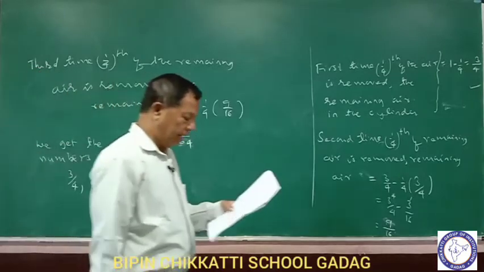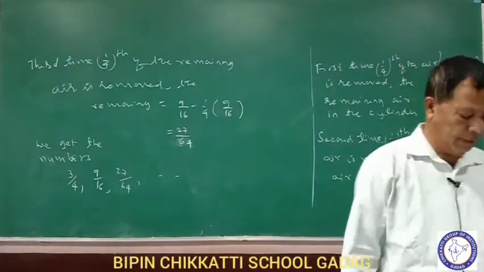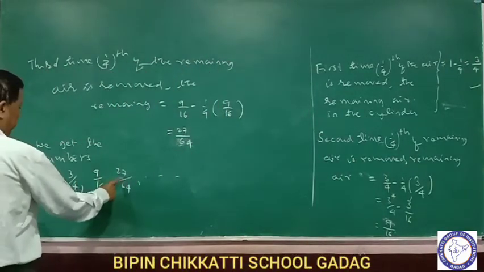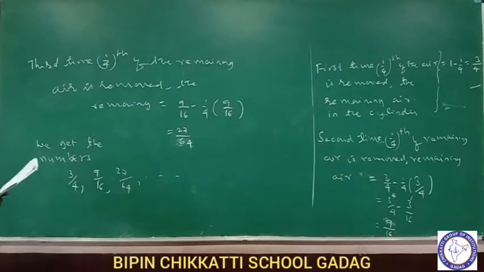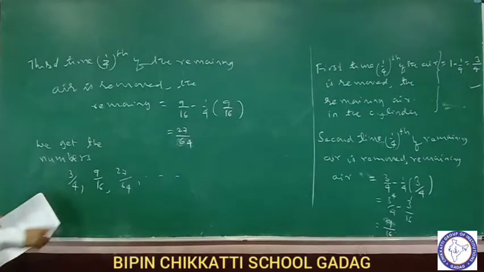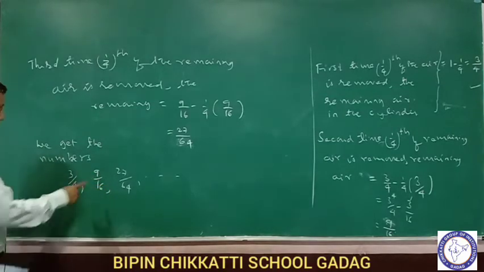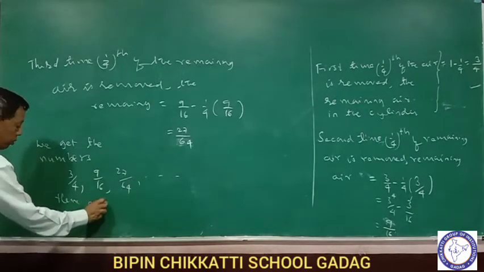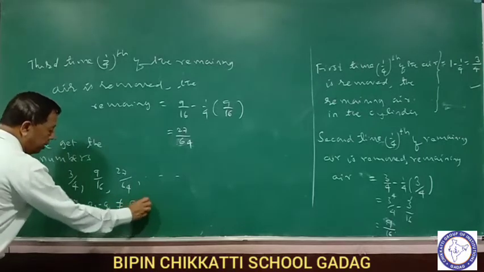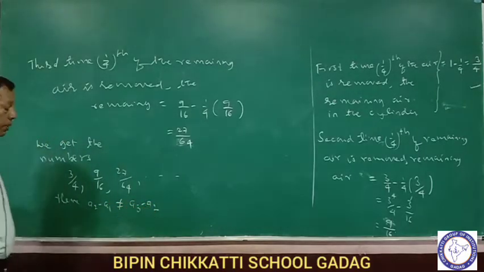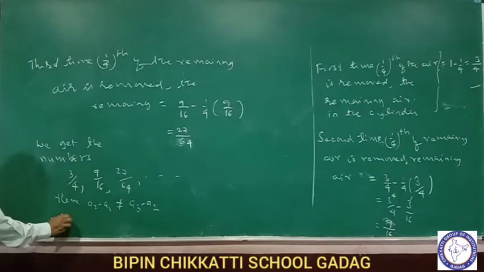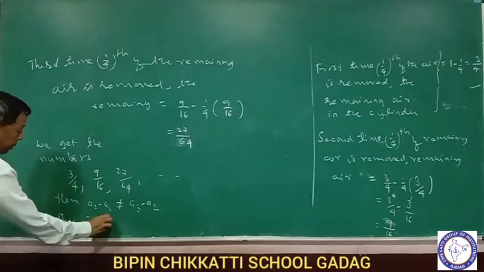And here you can see the common difference. If you go for this minus this and this minus this, whether it is same or not, you try to understand the common difference is not same. This minus this, a2 minus a1, is not equal to a3 minus a2. Means that the common difference is not same, and therefore you can say this is not AP.